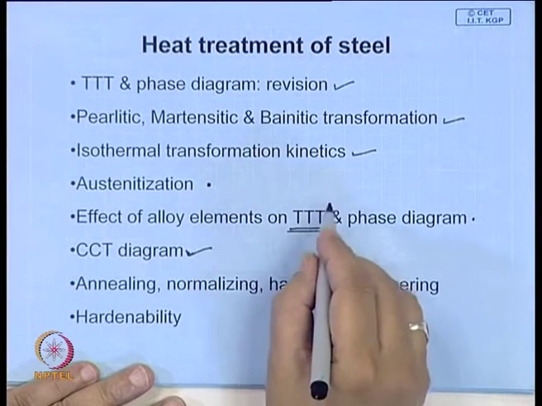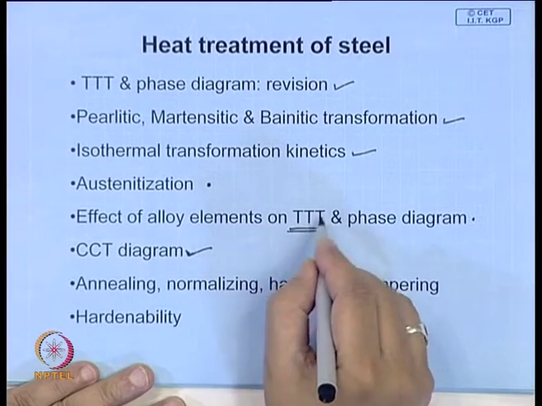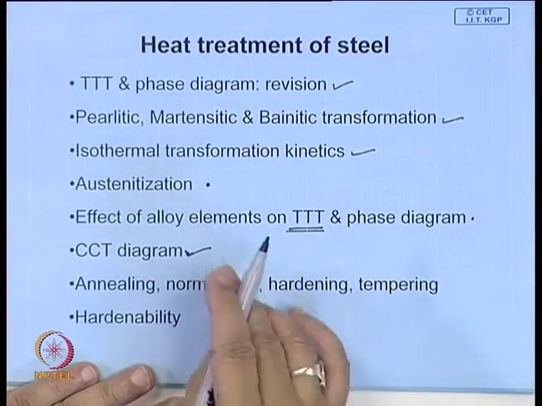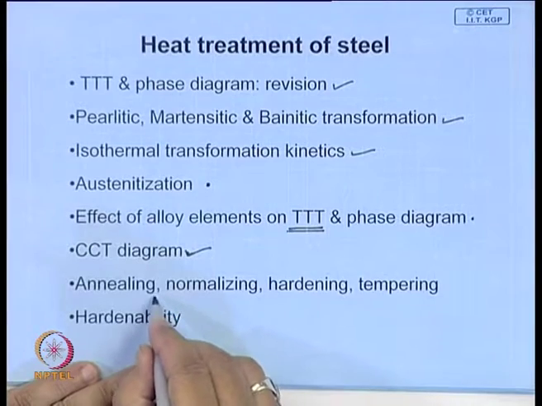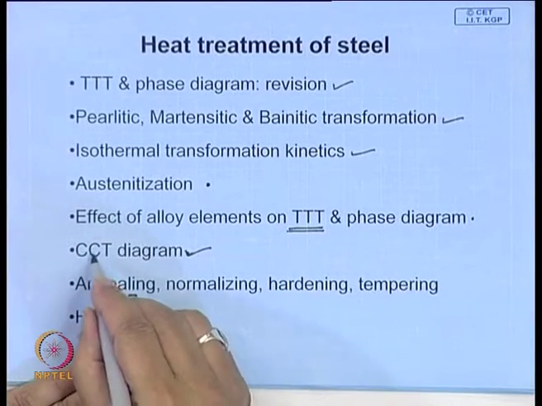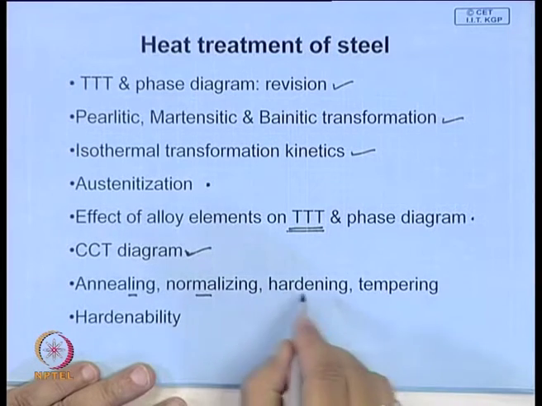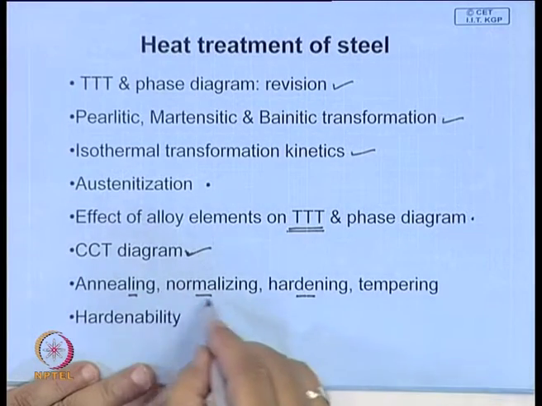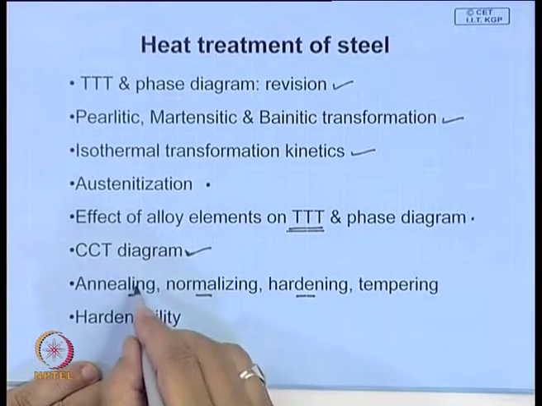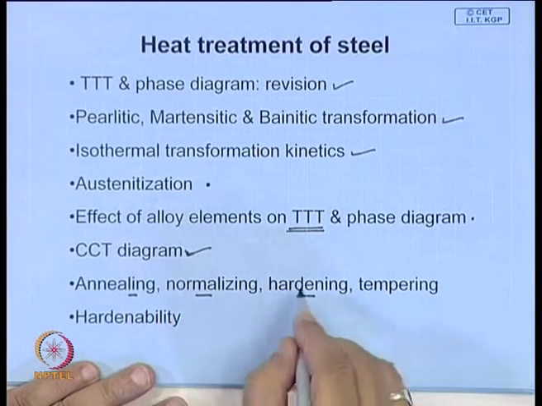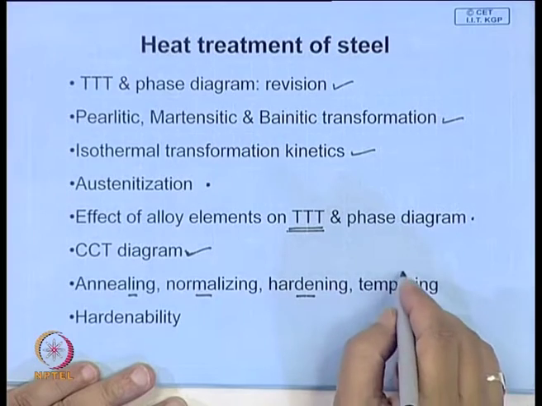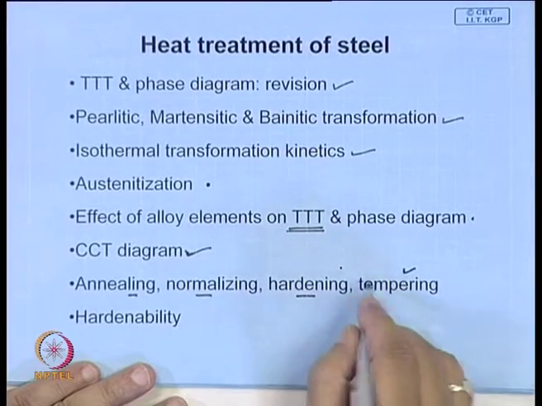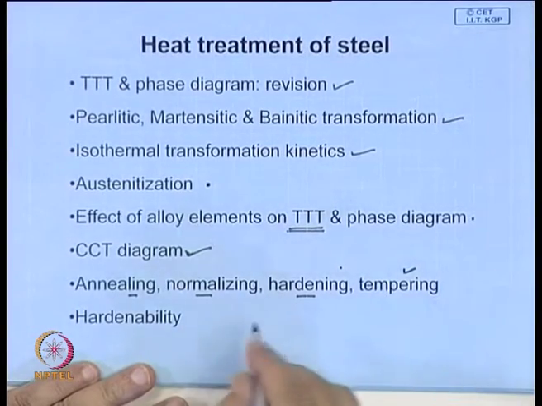The TTT diagram is an isothermal diagram, and it cannot be used to predict the microstructure in material which you get in all conventional heat treatment, where you use continuous cooling, like annealing, normalizing or hardening. Here the main transformation is a function of cooling rate, and the material or the job is cooled continuously. We have also looked at tempering, why after hardening it is necessary to temper.